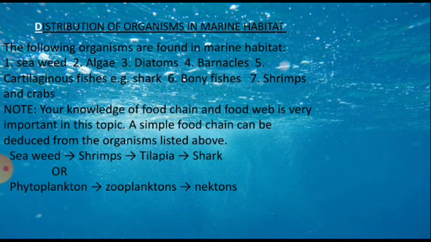The seaweed acts as the producer as it manufactures its food from light energy by converting light energy to chemical energy. And this energy is transferred from the seaweed to the shrimps to the tilapia and then to the final consumer, which is the shark. And that explains the food chain, which is a linear relationship that involves the transfer of energy via food from the producer to the final consumer.